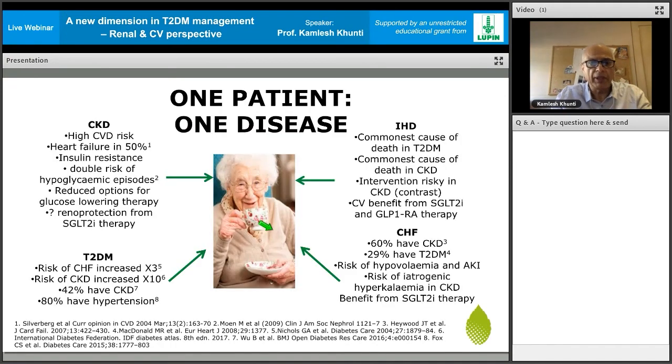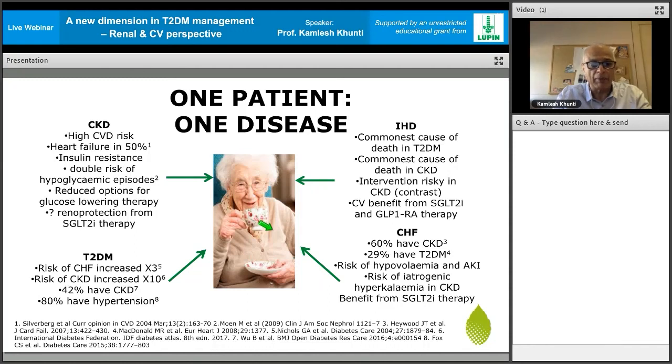So in summary, we could have one patient, one disease with a number of consequences. One patient with diabetes could have CKD, heart disease, and cardiac failure. You could have someone with just CKD and they would have all of these in terms of risk of cardiovascular disease, insulin resistance, hypoglycemia risk.